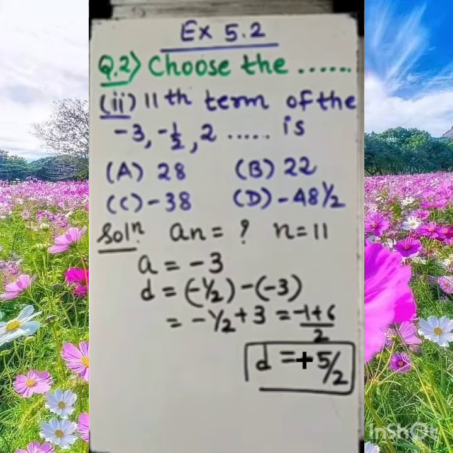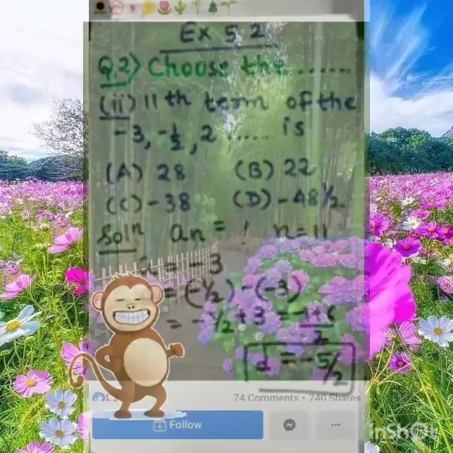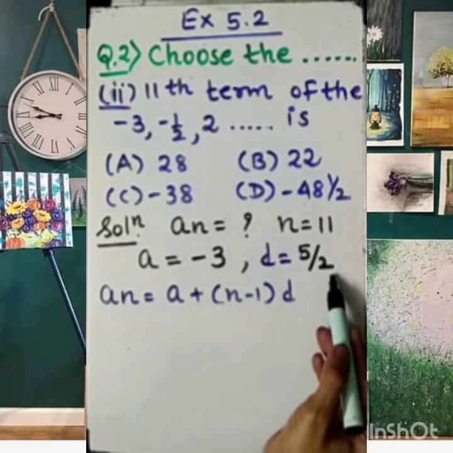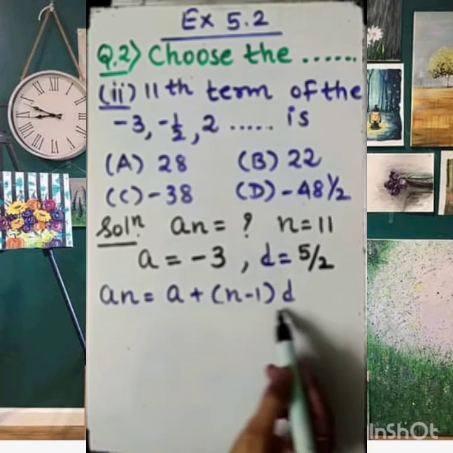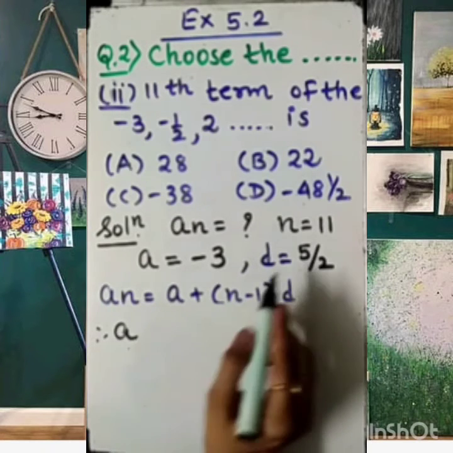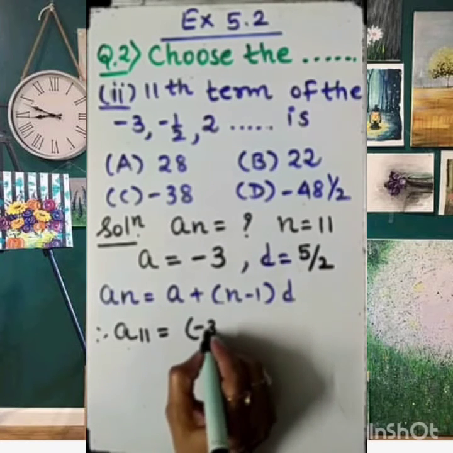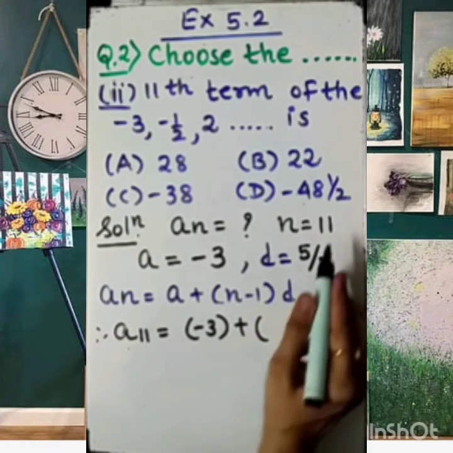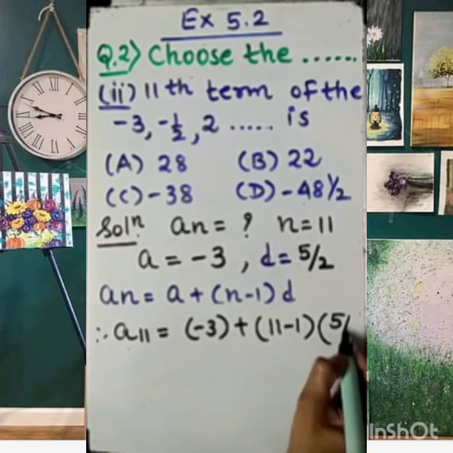Now, what is the formula? Let's note down here. Which we are getting, that is positive 5 by 2. It's 5 by 2. Now, this is the formula. In this, we are going to put the values. Therefore, n equal to 11. So a11 equal to, in place of a, minus 3, and that is 11 minus 1, and the value of d is 5 by 2.